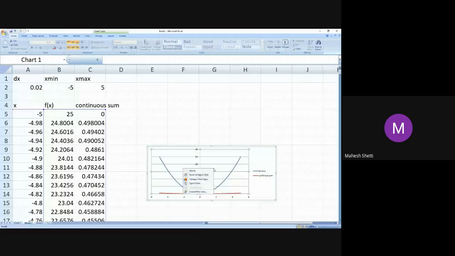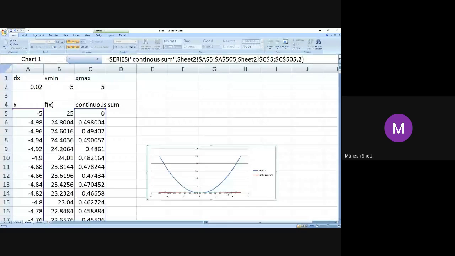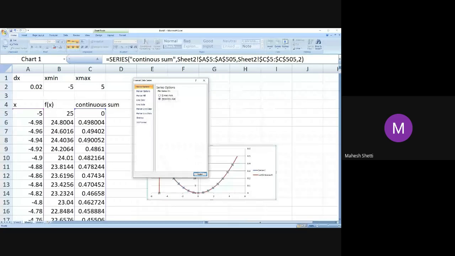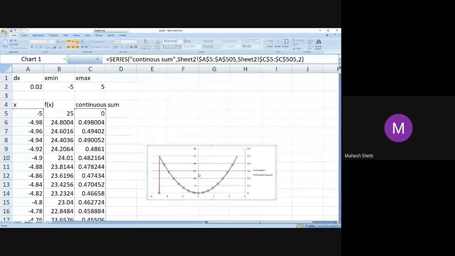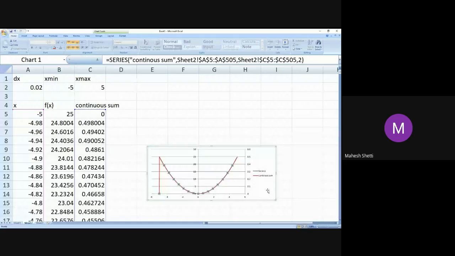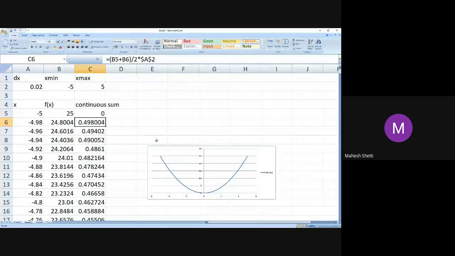So what I can do is select it and use it on secondary axis, but then it shows me a parabola. Why? Let me just quickly check what has happened. Did I write it correctly?